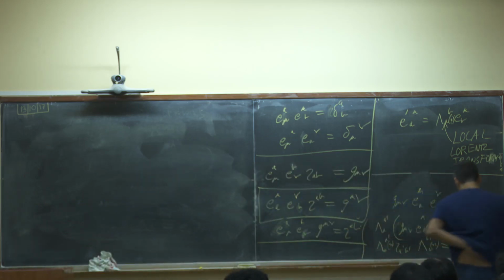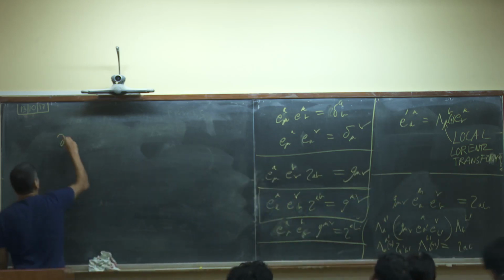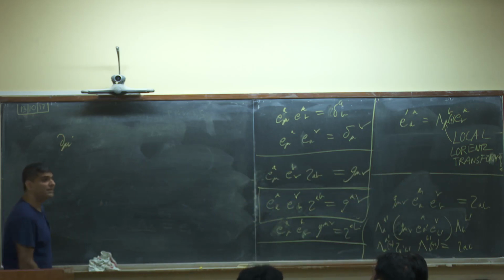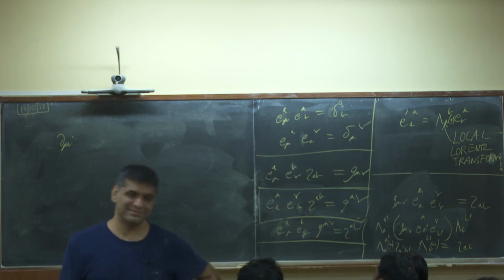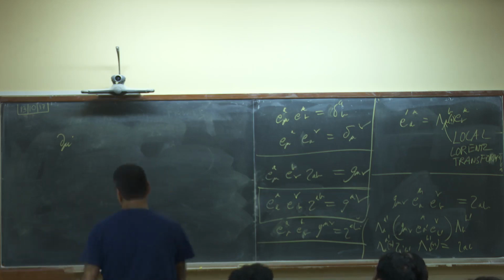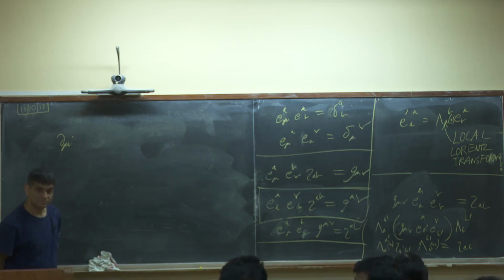Great. Now, the next question I'm going to ask is the following. Suppose I'm interested in taking some derivative of A^A. Last part: how is this local transformation different from a regular Lorentz transformation?